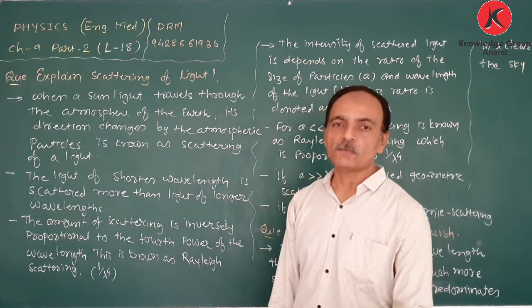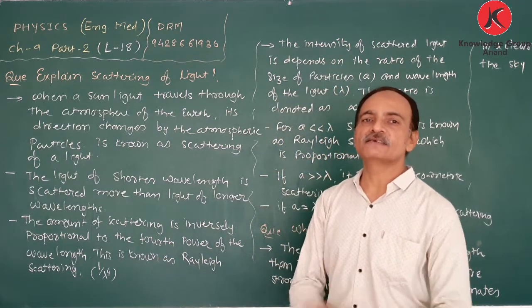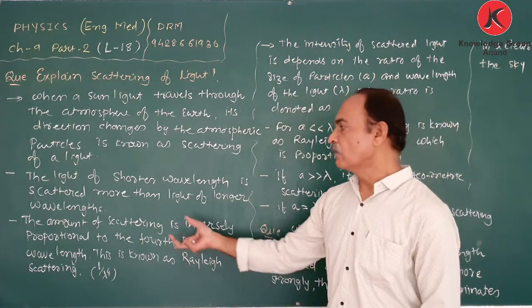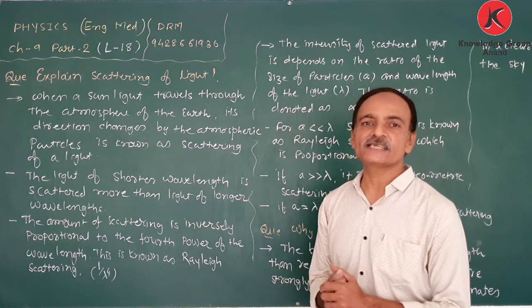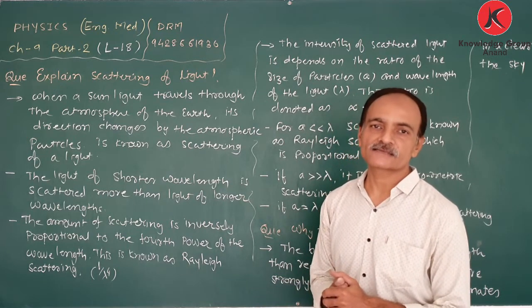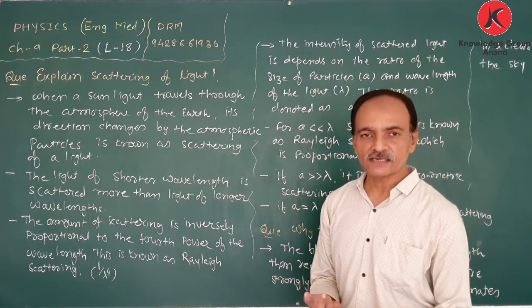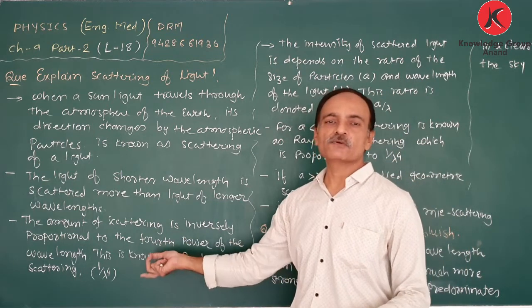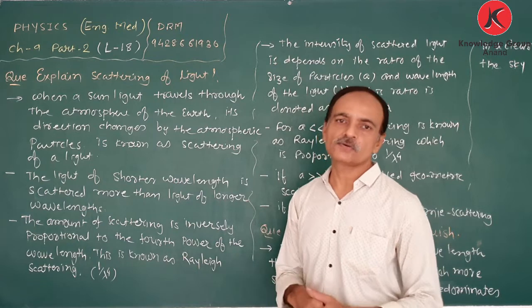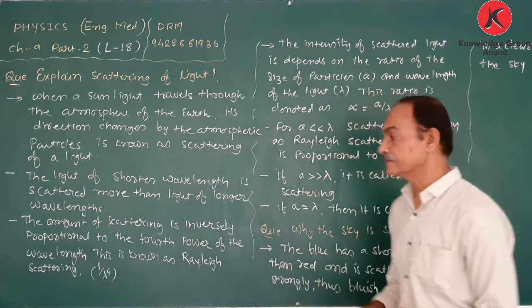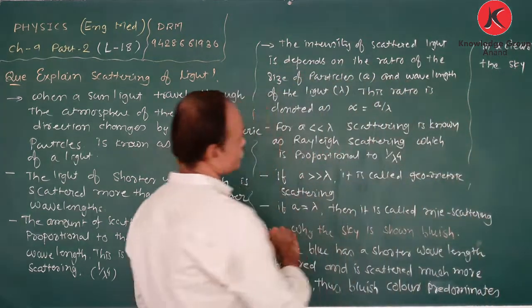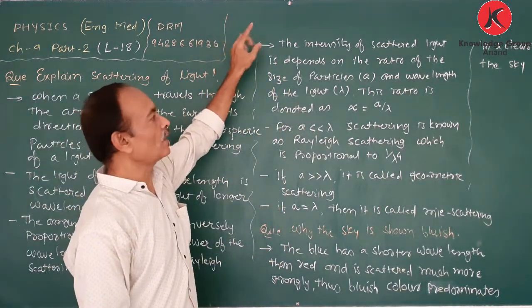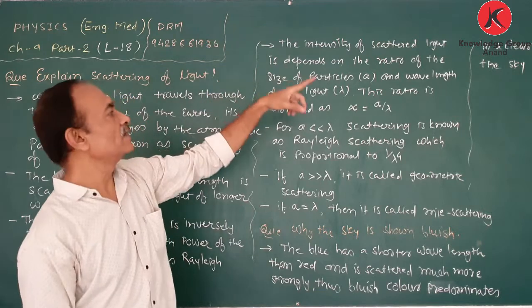The wavelength of incident light is given. Find the Rayleigh scattering, or how much scattering of the incident light takes place. Here the wavelength is given. Therefore, the amount of scattering is proportional to 1 upon lambda to the power 4. Clear this? Okay.